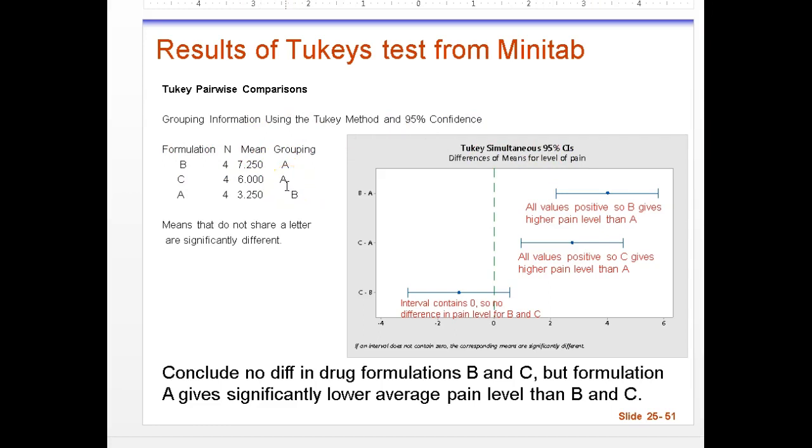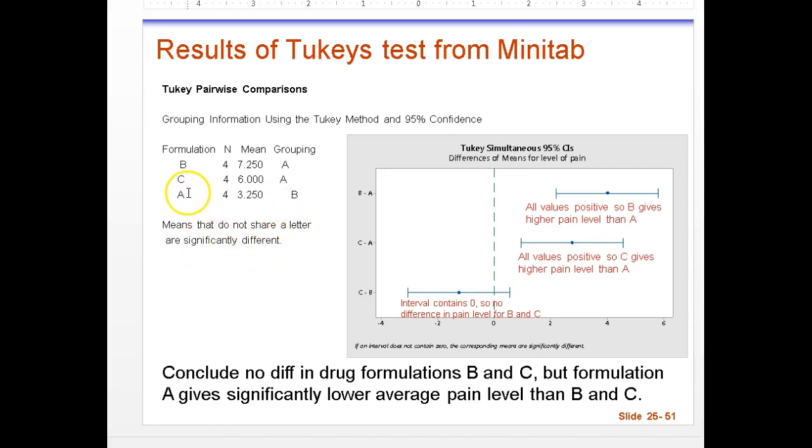When Minitab does this, it always prints the groups out, not in alphabetical order, but in order of decreasing group mean. So drug formulation B had the highest average pain level, followed by C, followed by A. All right, Minitab uses these letter codes right here. And it says here, means that do not share a letter are significantly different.